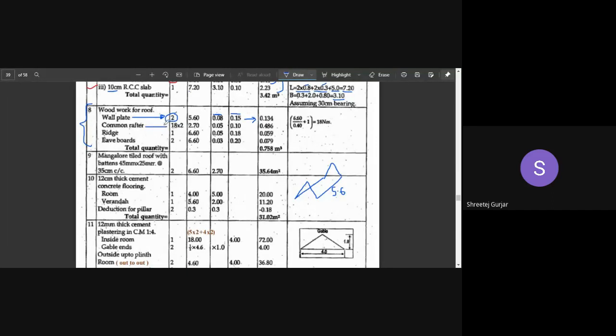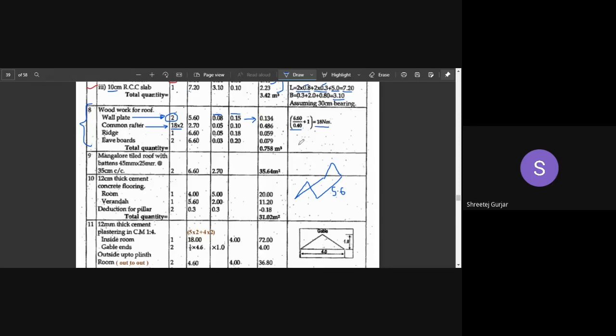Next, common rafter. Common rafter, 2 in number, 18 into 2. So how this 18 is got is from the length of your common rafter. The total length is 6.6, which you need to provide, divided by the spacing of 40 centimeter center to center, which they have provided in your section.